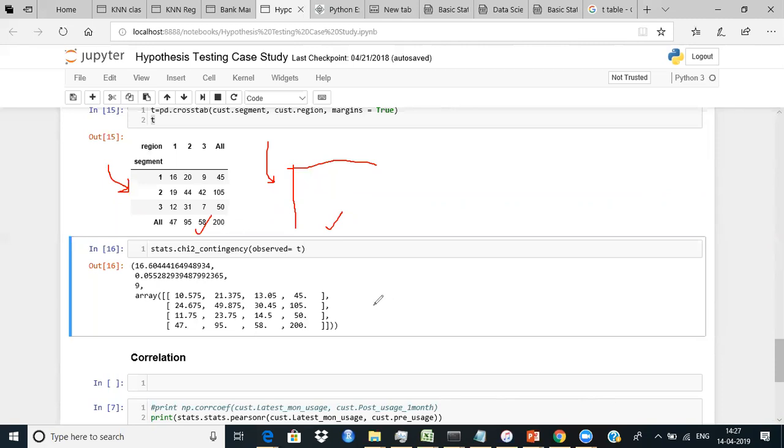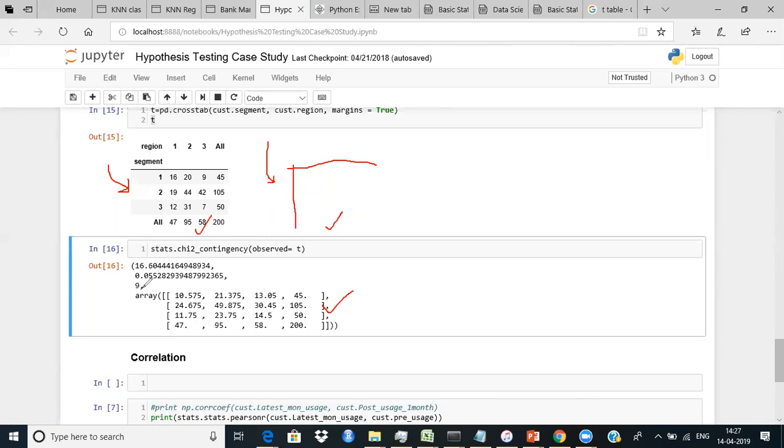Now, having said that, let's interpret what these are. Let me start with the last one. The last output that you get is a two-dimensional array. This two-dimensional array is nothing but the expected distribution. Expected distribution means what would have been the distribution if these two variables were independent of each other.